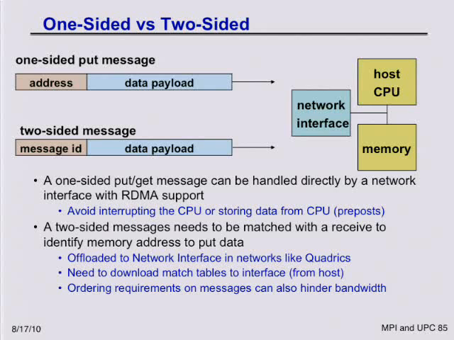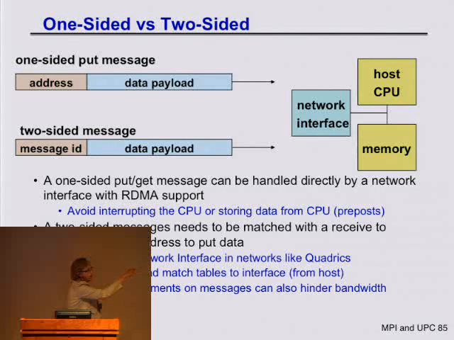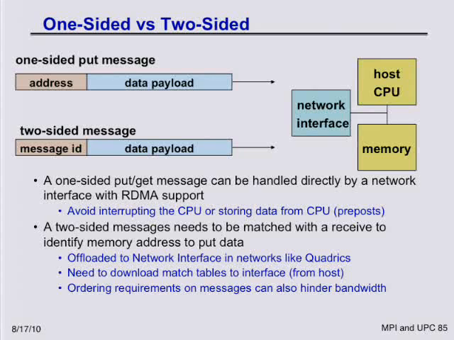The difference is that a one-sided message has the address, and so when that message gets to the other side, the network interface says, oh, I know where to put this. If you've got DMA support, which is direct memory access support in your network interface, it will just take that data and directly write it into the user-level data structure that it is expected to go into. So it's called one-sided because you're not involving the host CPU on the other side.